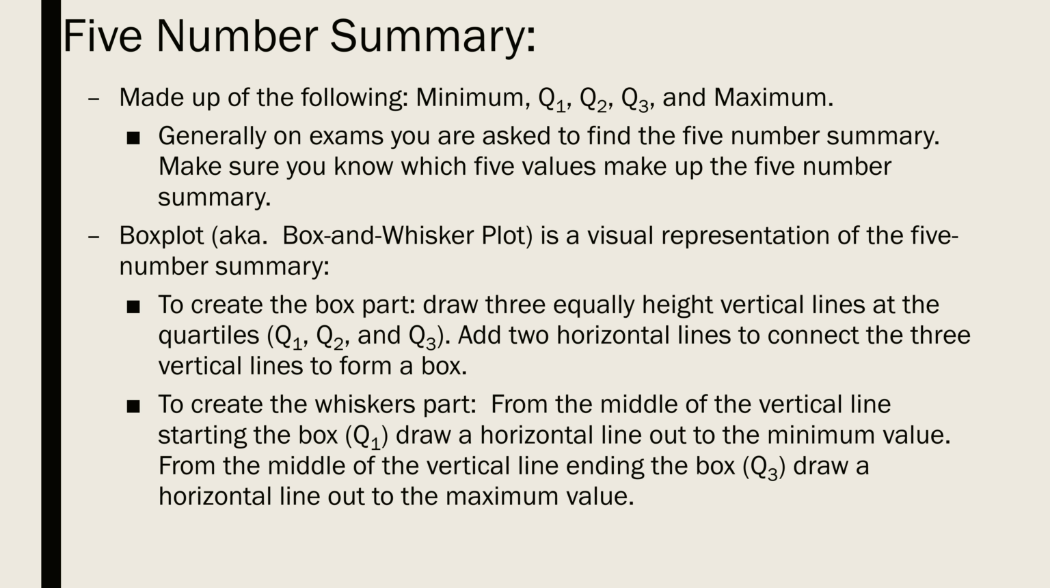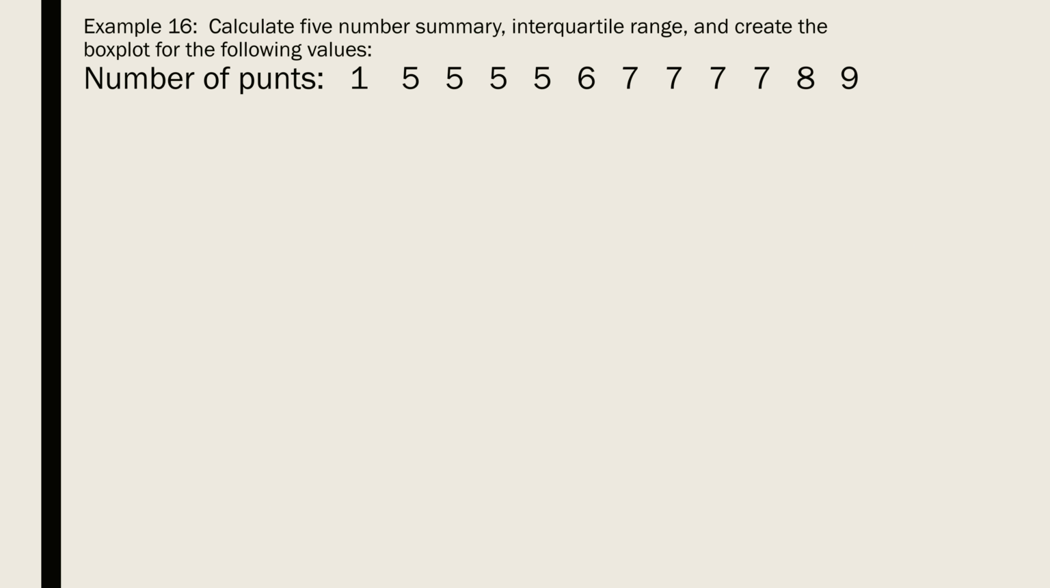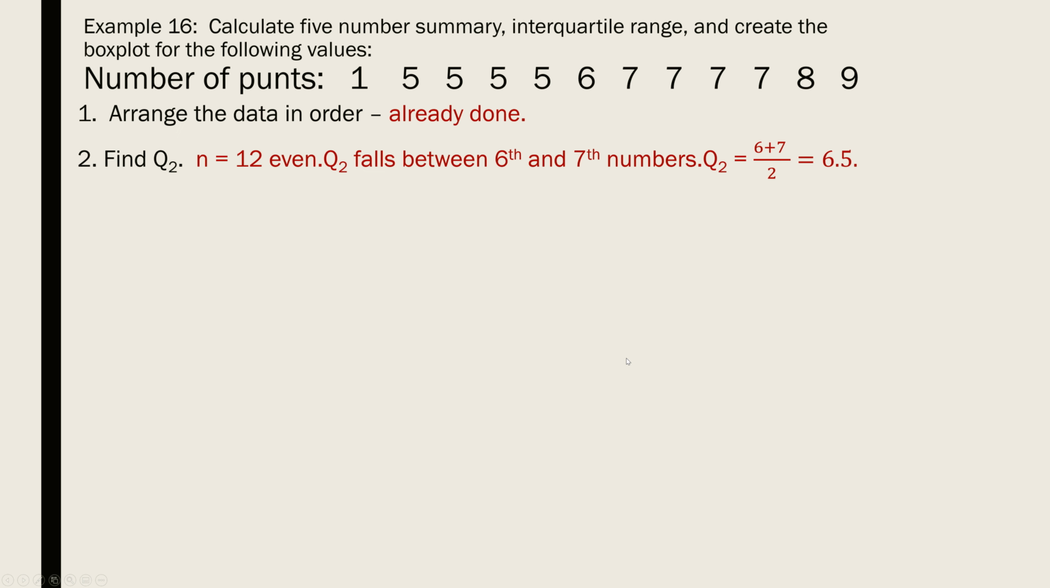the maximum value. In this example, I will show you how to calculate the five number summary, interquantile range, and create the box plot for the following values. The first step is to arrange the data in order. Then we want to find the median, or the second quantile. Note that the sample size is 12.